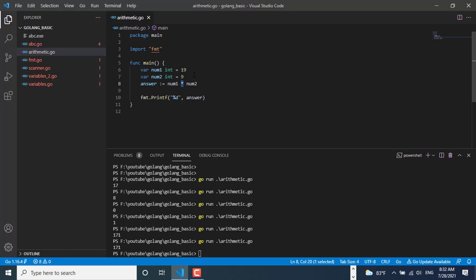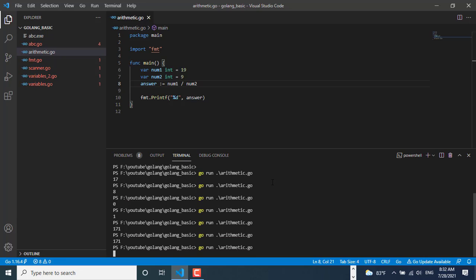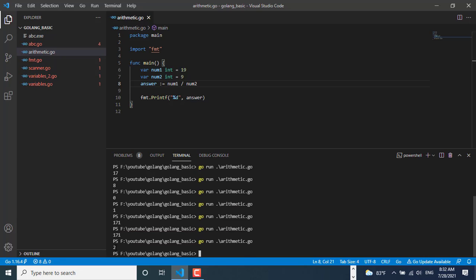What is happening if we divide this 19 divided by 9? Then it will come as 2. If we want the floating points, we should use float32, float32. Here that is 8, then I save and run. That is 2.111 something with floating points.